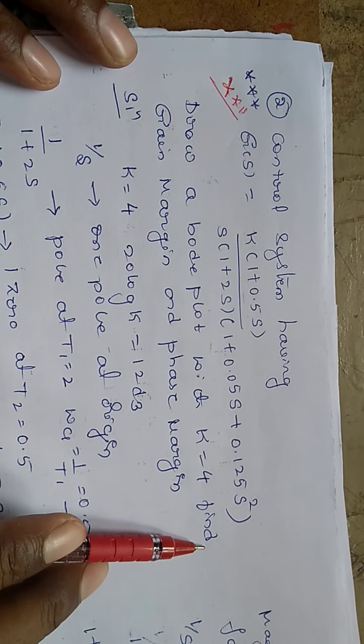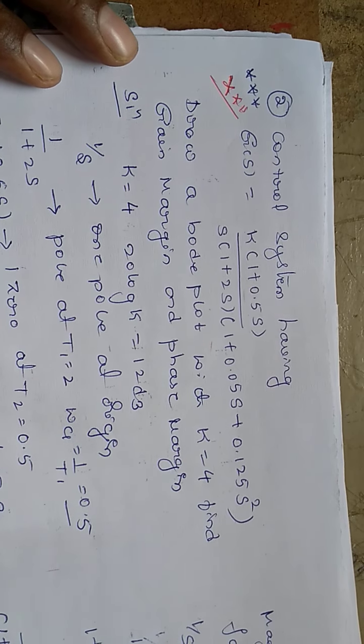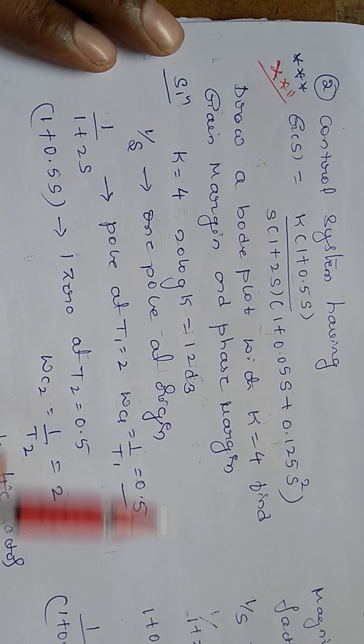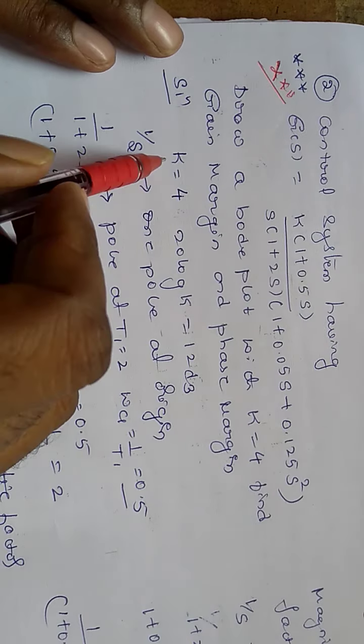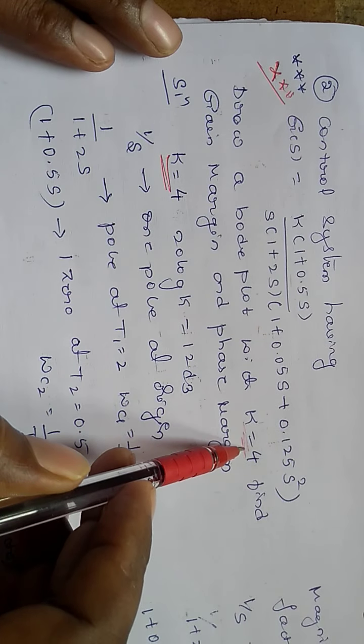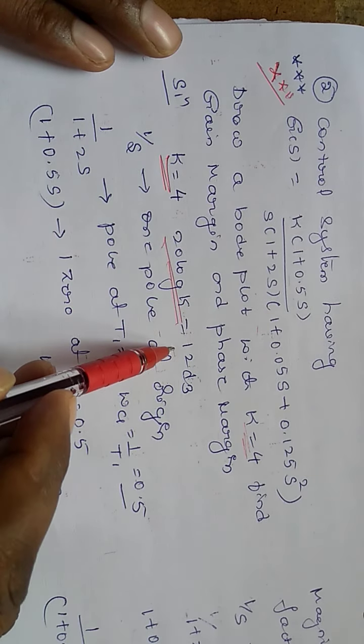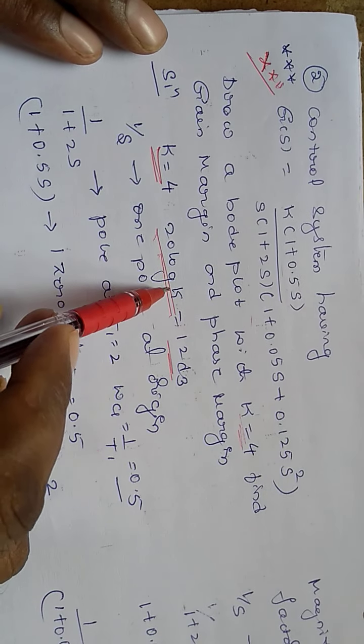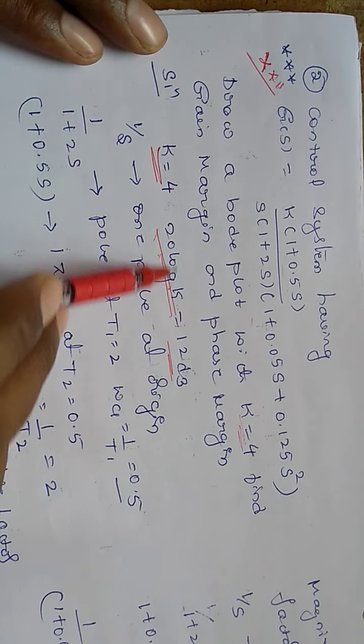Draw the Bode plot with K equal to 4. Find the gain margin and phase margin. Everything else, the steps, will be the same. The first step is to identify the factors. K equals 4 because it is already given. Then 20 log K, put the K value: 20 log 4 means 12 dB.